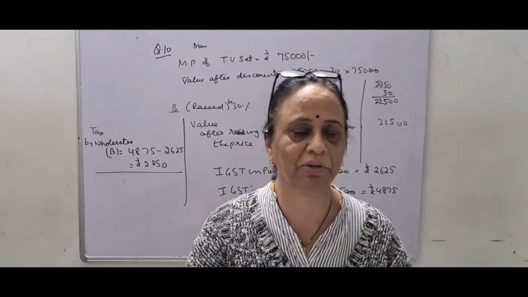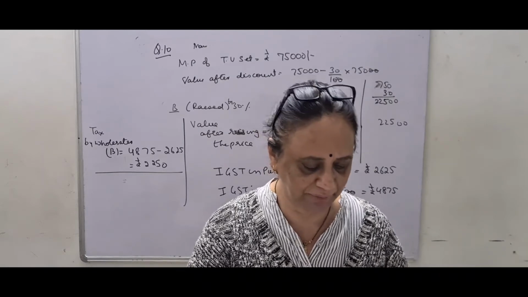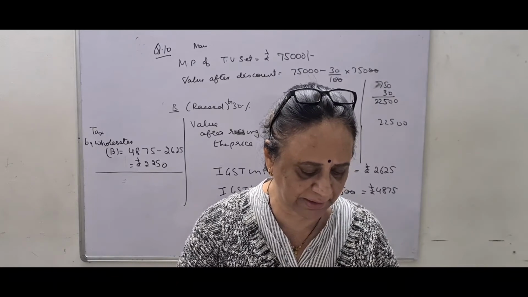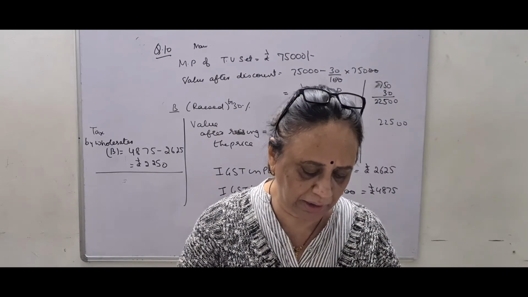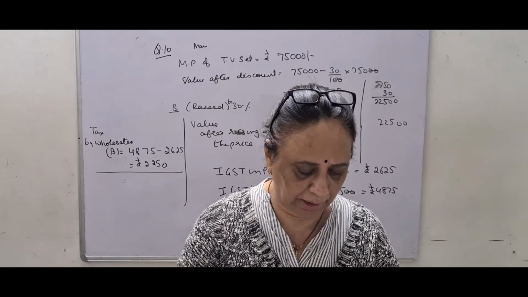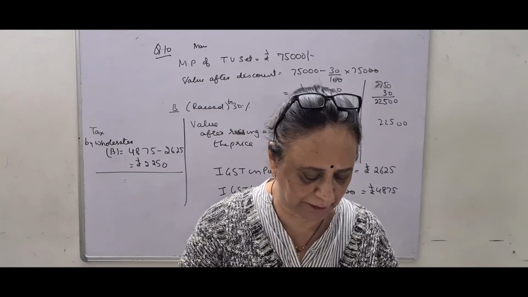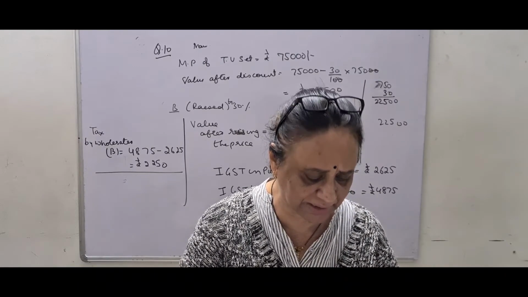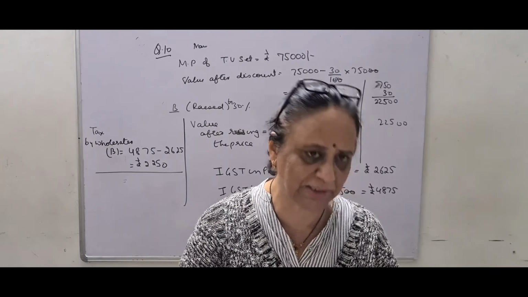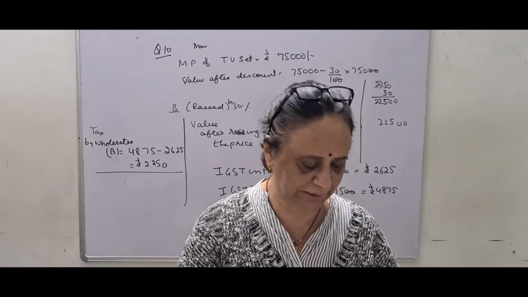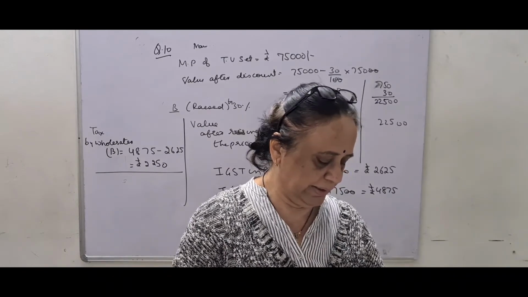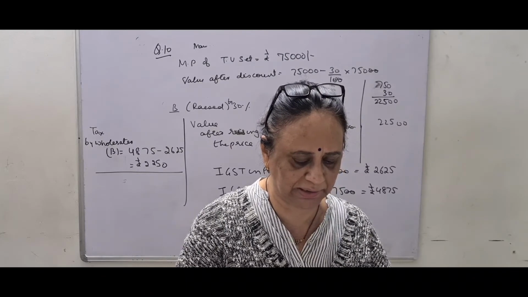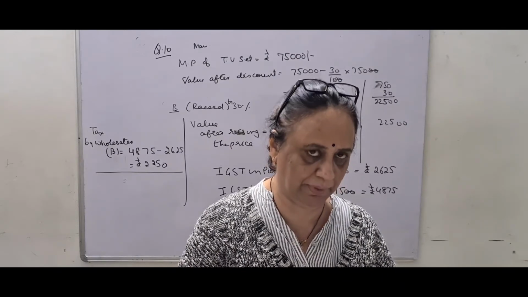Am I clear? Now the last sum of this exercise, a very easy one again. See, I'll make you understand. For a trader, the marked price of a refrigerator is 15,680 inclusive of GST at the rate of 12% on the marked price. Gagan, a customer, asked the trader to reduce the price to such an extent that the reduced price plus GST should be 15,680. The marked price is 15,680 including GST at the rate of 12% on the marked price.